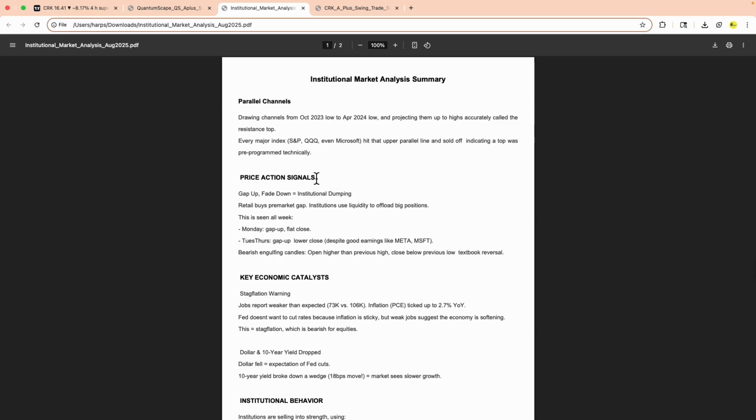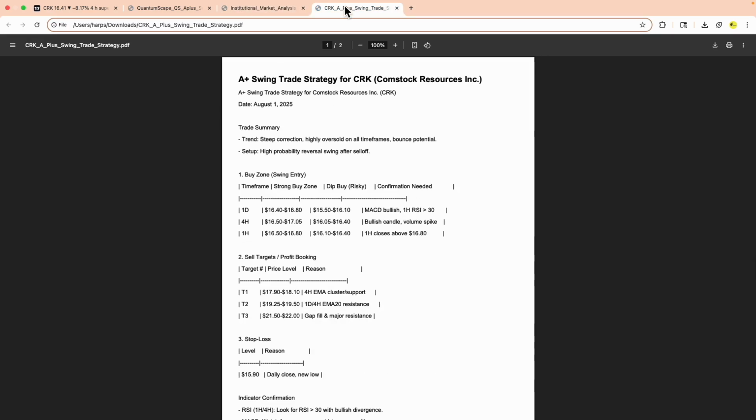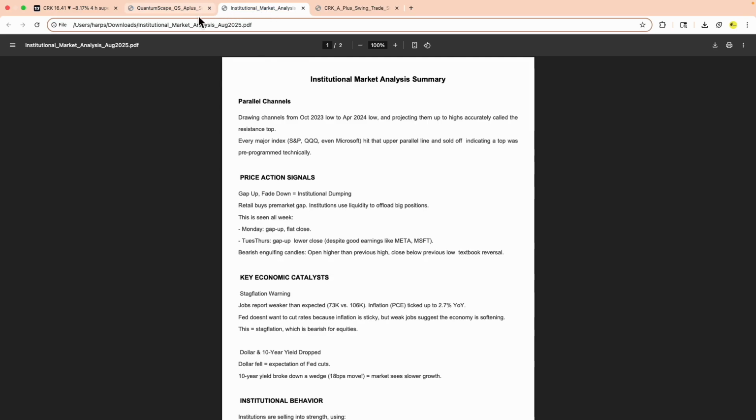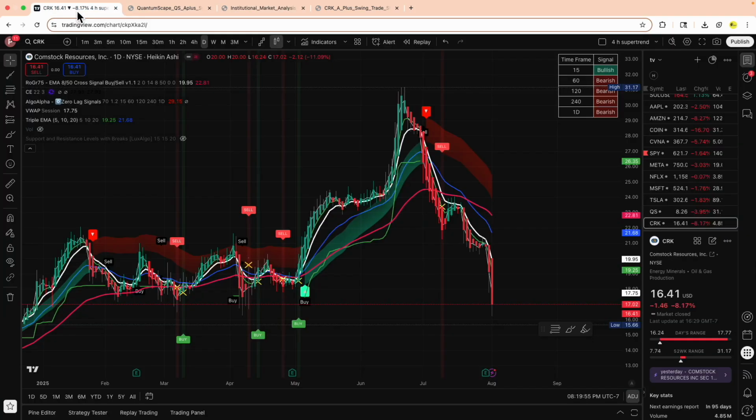Let's start with the parallel channel before we go to swing trade strategies. What is a parallel channel? This is the $1 million question. If you know only this one technique, it makes your trading effective. Give me 30 more seconds to explain before you go. Let me show you the parallel channel.